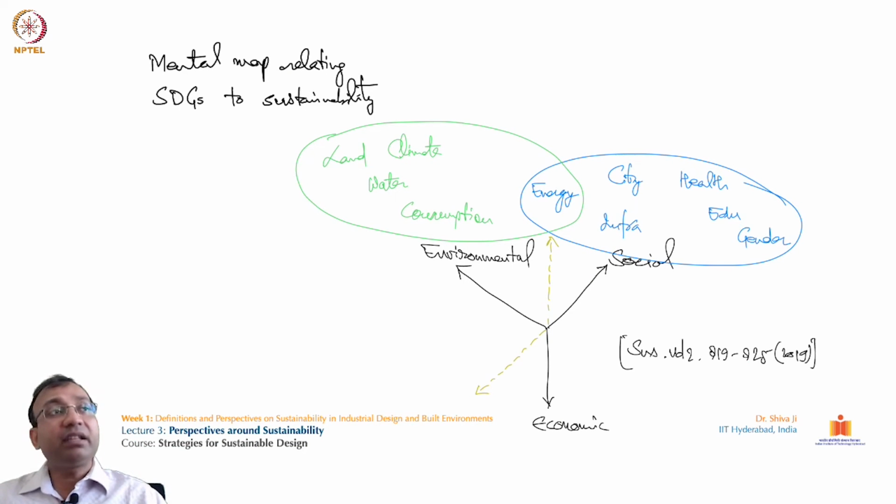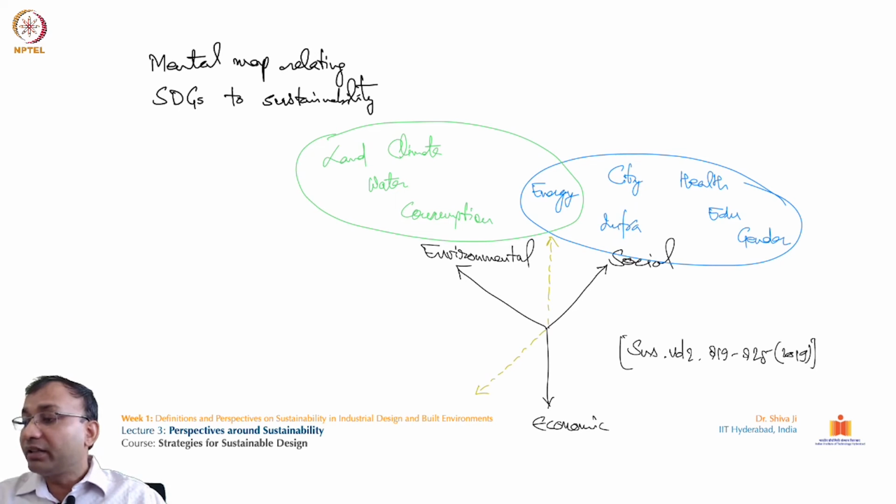Now, when we see this dominant mental map of relating SDGs to sustainability elements, how is it happening? If you see this graph over here, it talks about three aspects: social, environmental and economic. On these, SDGs are shown as points. Water is one SDG element, consumption is one, energy is one, land, climate, oceans, cities, partnerships, hunger, health, poverty, education, growth, equality, gender, peace, infrastructure, all of these are UN SDG points which we just saw in the previous slide. And sustainability elements are shown as the arrows over here. You see this arrow, this arrow, this arrow.